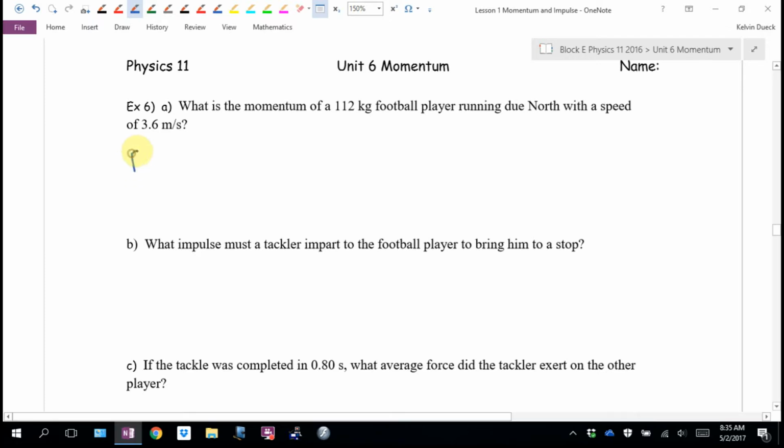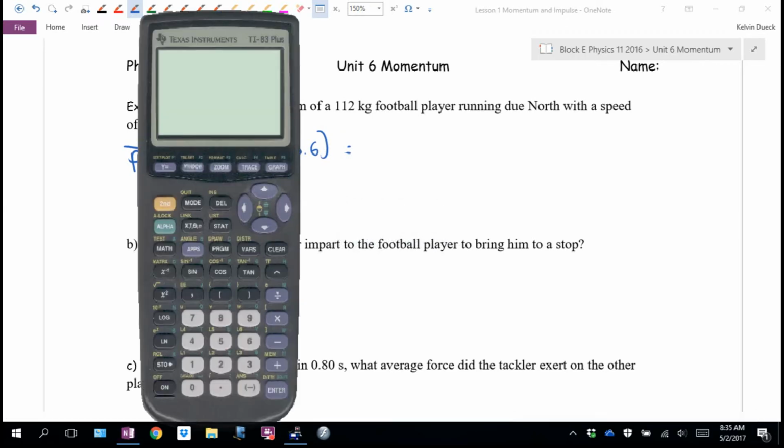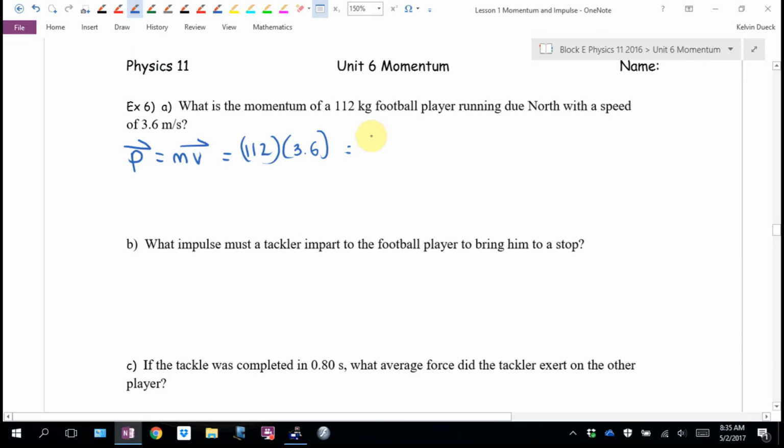Okay, momentum is what times what, Luke? Which is what? 112 times 3.6. You said 403.2. I'll keep every sig fig this time for a reason. Although I'd probably just two sig figs. I'd say 400, but 403.2 units. Well, it's kilogram meters per second. Direction.